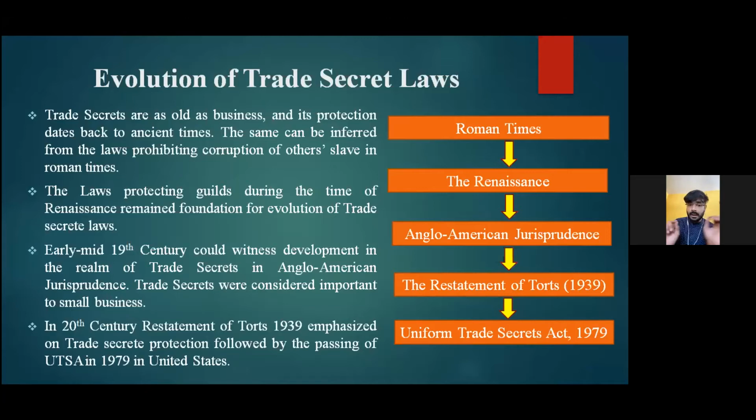And if we have to find out the codified version, you can find it somewhere in the Restatement of Torts, wherein the trade secret is actually defined, and that definition is something we are following everywhere, from the Uniform Trade Secrets Act of the US to TRIPS, and of course how the international regime identifies it. So that's something about the evolution.